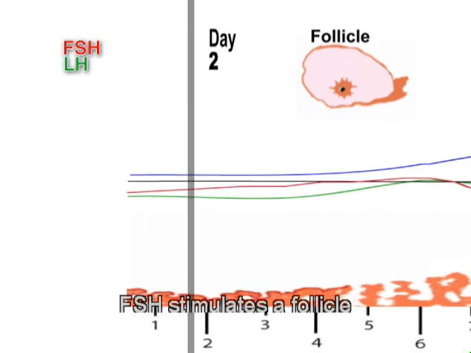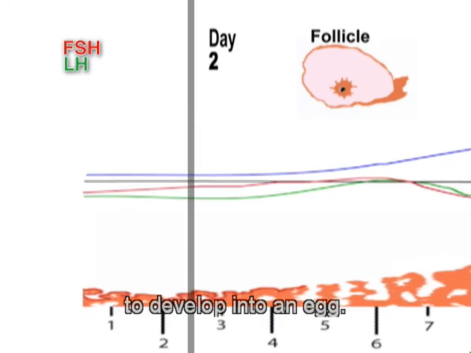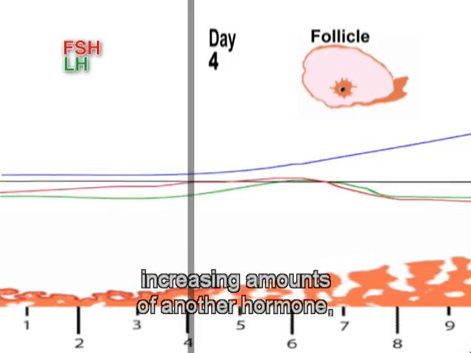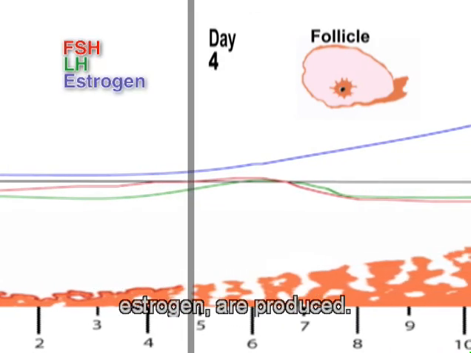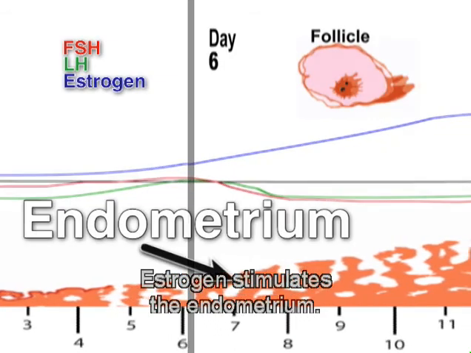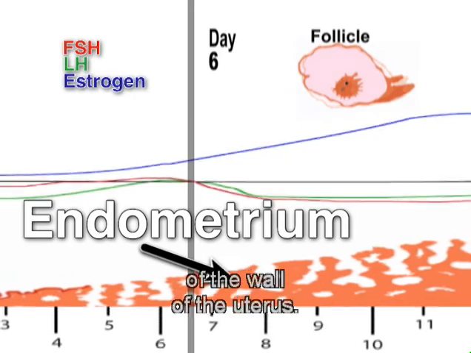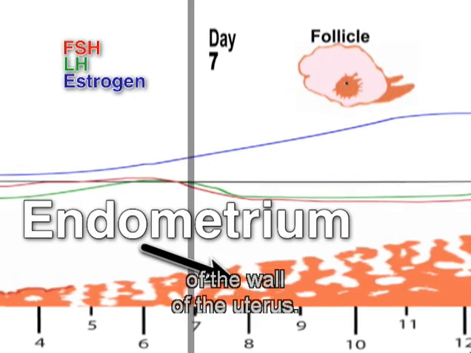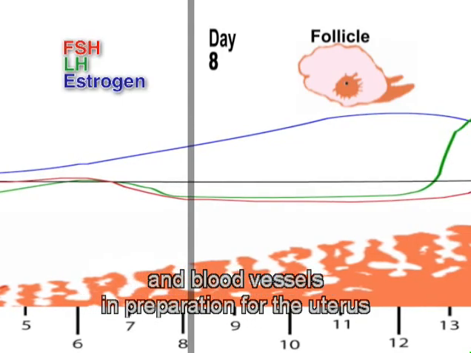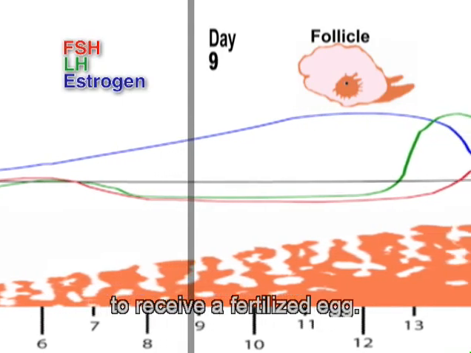FSH stimulates a follicle to develop into an egg. As the follicle develops, increasing amounts of another hormone, estrogen, are produced. Estrogen stimulates the endometrium, that's the lining of the wall of the uterus. It grows new tissue and blood vessels in preparation for the uterus to receive a fertilized egg.